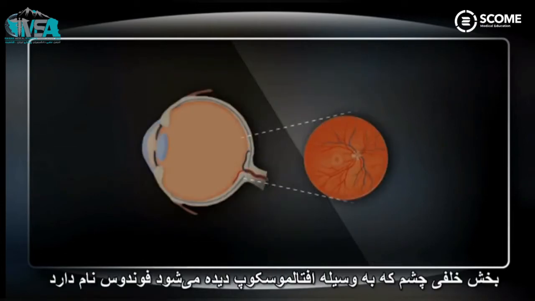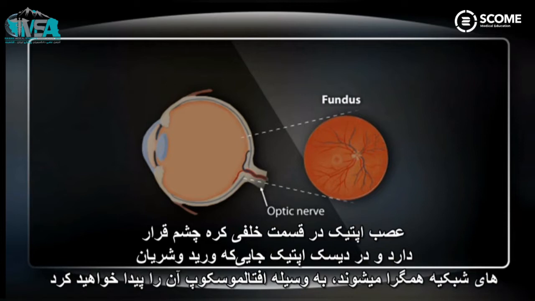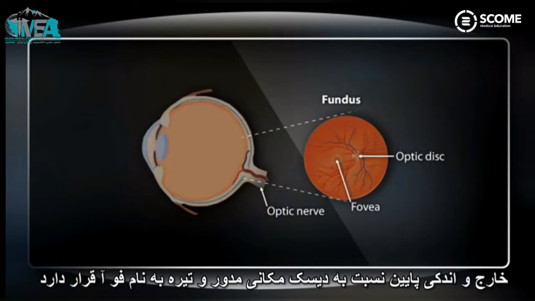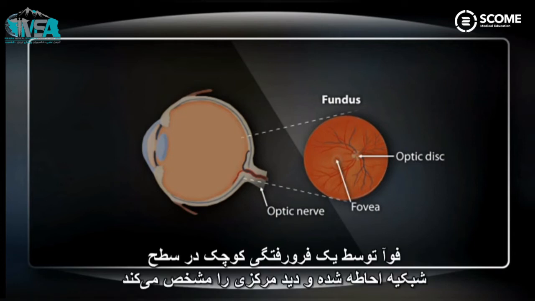The posterior part of the eye that is seen through the ophthalmoscope is called the fundus. The optic nerve enters the eyeball posteriorly. You'll find it with an ophthalmoscope at the optic disc, where the retinal arteries and veins converge. Lateral and slightly inferior to the disc is a darkened circular area called the fovea. This surrounds a small depression in the retinal surface that marks the point of central vision.